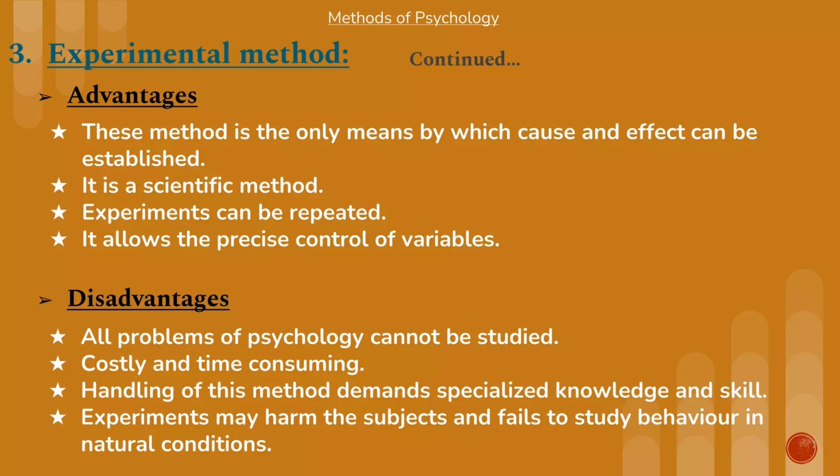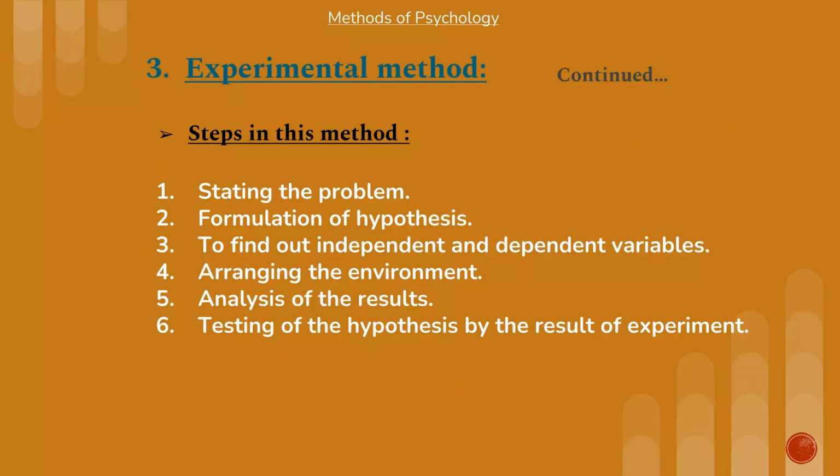So the behavior cannot be studied in natural conditions because of the experimental style. So in the experimental method, what steps are to be used? First, you have to state the problem. Stating the problem means you have to raise a question, and on the basis of that question you want to study, you can formulate a hypothesis, and for that hypothesis you have to find independent and dependent variables, arrange the environment according to the statement of the problem, analyze the results, and test the hypothesis by the result of the experiment. This can be done in the experimental method.